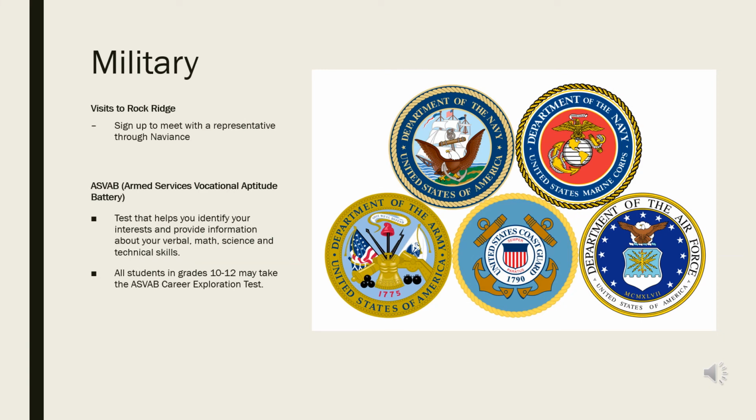We have a variety of military branches coming to Rockridge. Your student, if they are interested, can sign up to meet with a representative here at Rockridge, and they can do this through Naviance. So once your student is logged into Naviance, on that main page towards the bottom, they're going to see an area where they can register to meet with representatives from the various branches or even college reps as well. In addition to that, your student will need to take the ASVAB. We will be administering this at Rockridge High School, and that date will be coming in the near future.